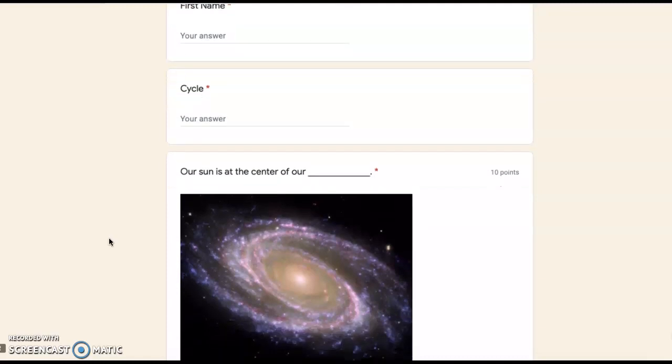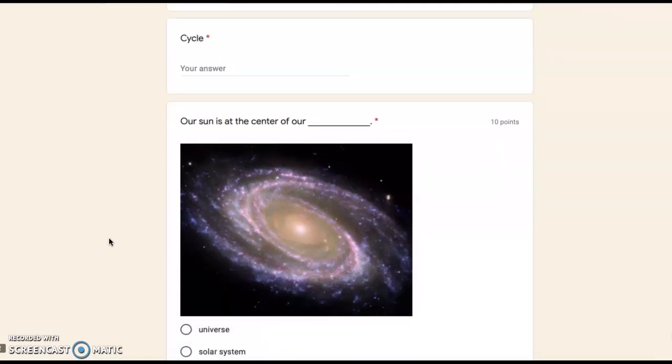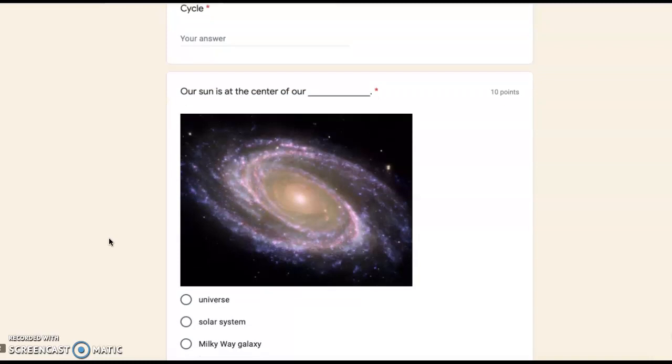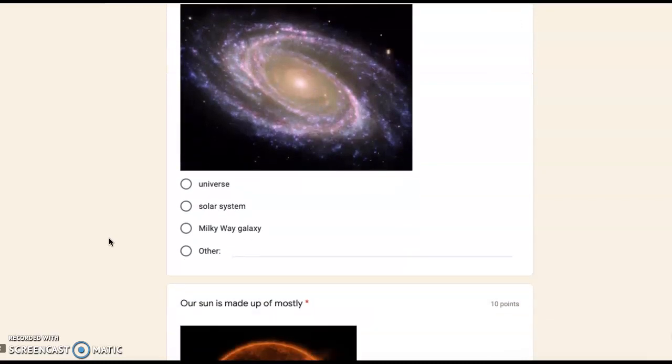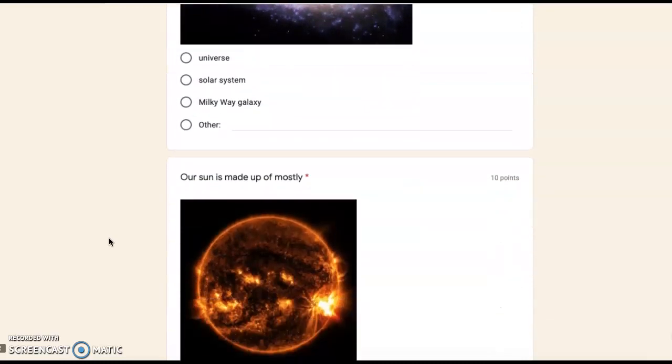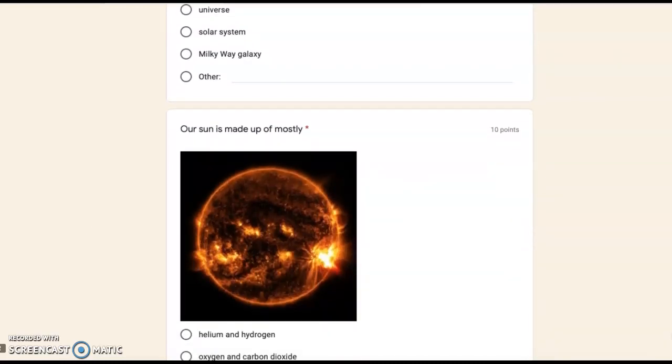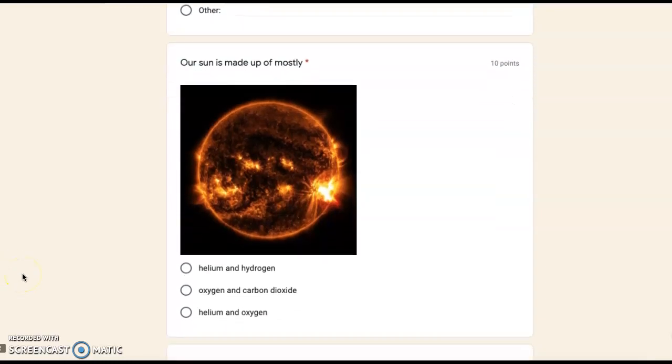Number 1. Our sun is at the center of our universe, solar system, or Milky Way galaxy. Number 2. Our sun is made up of mostly helium and hydrogen, oxygen and carbon dioxide, or helium and oxygen.